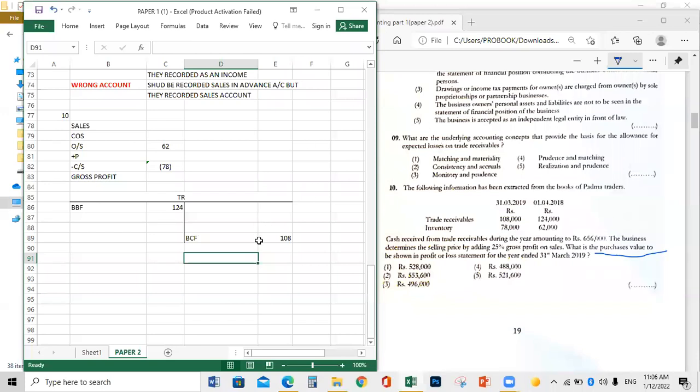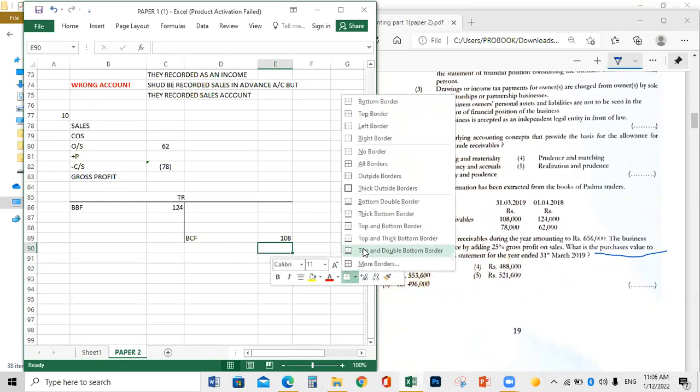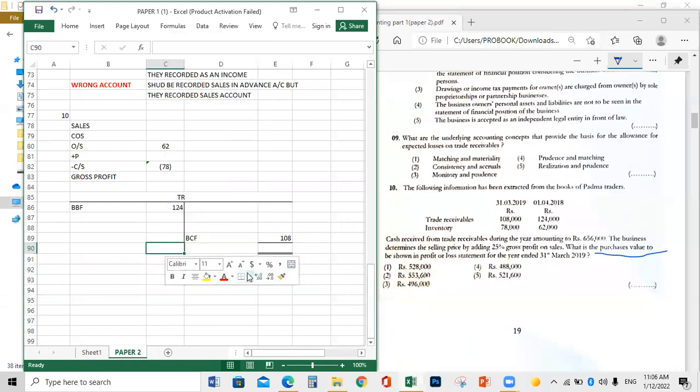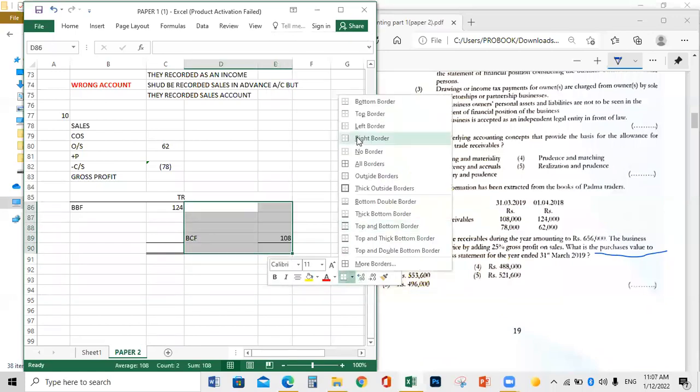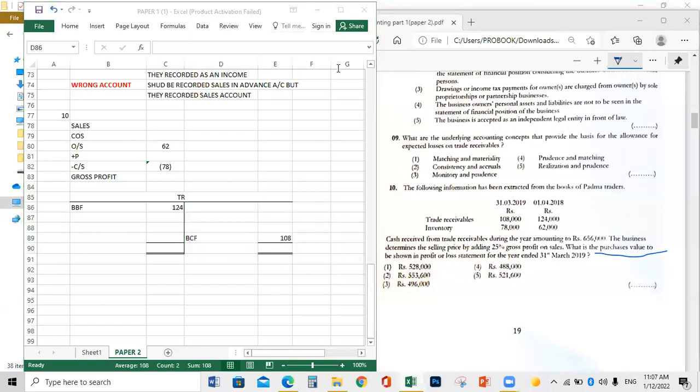Then guys, they say the cash received from trade receivable is 656,000. When you receive cash, is trade receivable debit or credit? When you receive cash, think about cash first. You receive cash means cash will increase, right? So cash increases is the debit side. So that means trade receivable should be credited. Very good. Go to your trade receivable and you will say cash and credit it 656,000. So guys, what else have you not yet recorded? So that's it. Now let's quickly find the sales value.